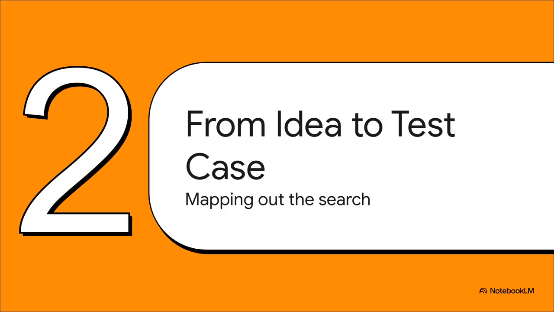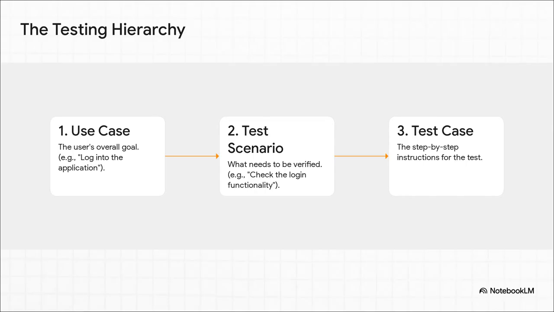Okay, so with that master plan in place, it's time to get specific. We've got to translate that big picture idea into a series of really precise, repeatable actions that are going to guide the actual search. The easiest way to think about this is like zooming in with a camera. You start really wide with the use case. That's what a person actually wants to do, like log into the app. Then you zoom in a bit to the test scenario, what specifically we need to check. And finally, you zoom all the way in to the test case, the exact step-by-step instructions for the hunt.